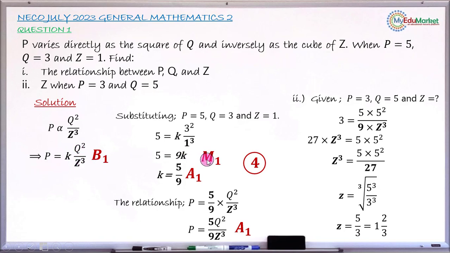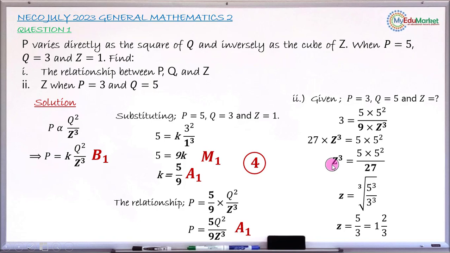The next mark is for attempting to find the value of K when you substitute the values. So given P as 5, Q as 3, Z as 1, in attempting to find this K, you have this method 1 mark. When you have the value of K as 5 over 9 exactly, it gives you this accuracy 1 mark. The next mark is finding the relationship by substituting this K in here to get P equals 5Q square all over 9Z cube. If you have this exactly, you have this accuracy 1 mark. So this Roman 1 question has a total of 4 marks.